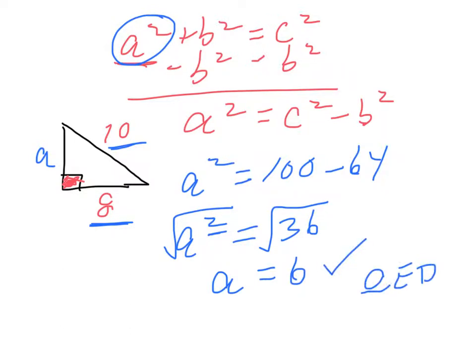So now you know how to use the Pythagorean theorem to solve both for the hypotenuse and for a leg of a right triangle. All right, good luck.